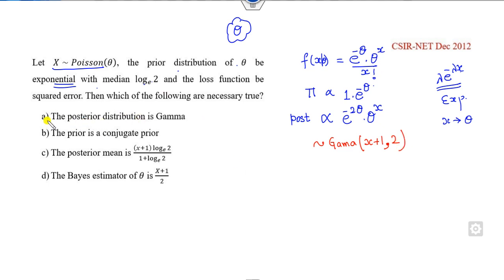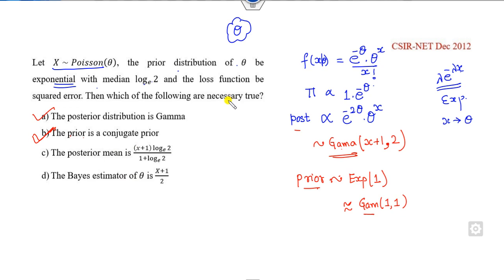Then the posterior is a gamma. Fine. Prior is a conjugate prior. When will it be conjugate? When the prior is also a gamma. So what is that? The prior follows an exponential distribution with parameter 1. We all know exponential 1 is also called gamma of 1 comma 1. You can see the posterior is also gamma, the prior is also gamma, so this is also true.